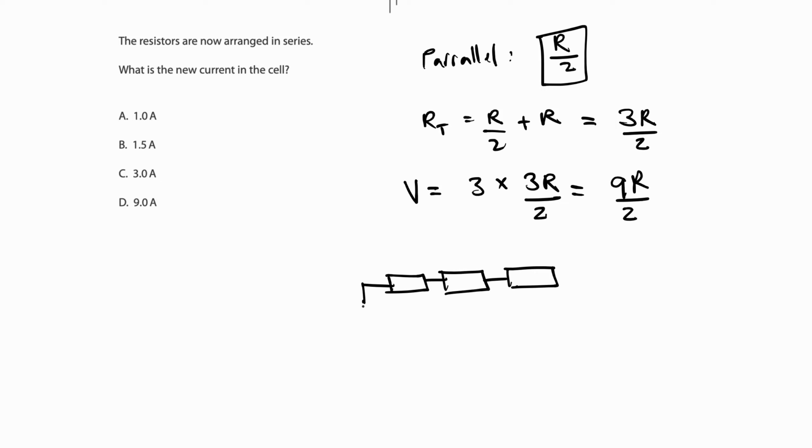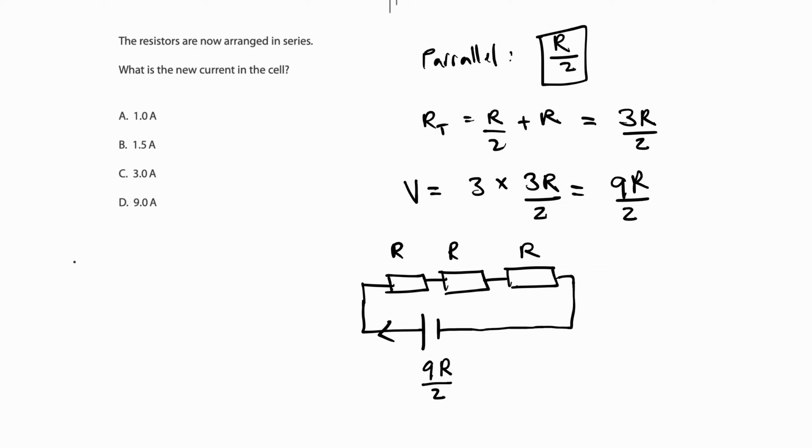All the resistors are now in series, something like that, with the current moving this way. Now I know that again each resistor has a resistance of R, and I know that the potential difference of this cell is going to be 9R over 2. Why? Because the cell itself never changed. The combination changed but not the cell. Hence the potential difference of the cell should remain the same as well. 9R over 2, that's what I calculated earlier.